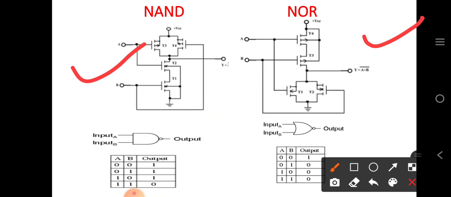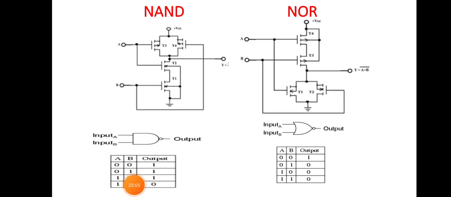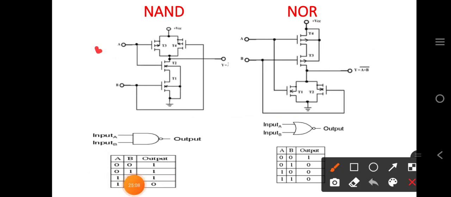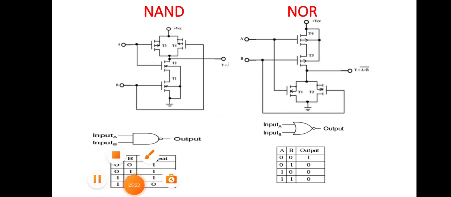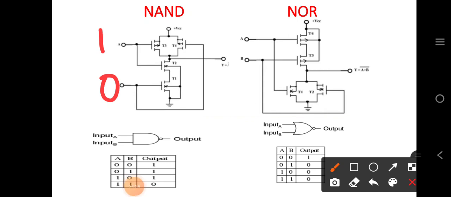In NAND operation, if both the inputs, that is both A and B, are 1, then the output will be 0. And for the rest of the conditions, if one input is high and one is low, then the output will be 1. So from the truth table you can verify the operation of the CMOS NAND gate.